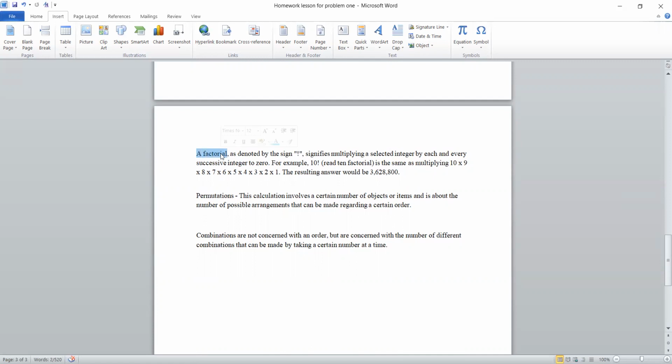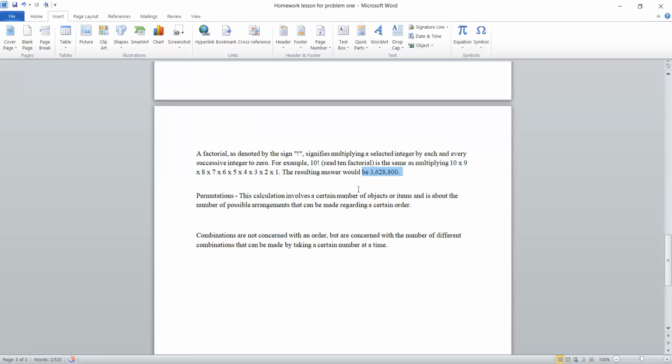Now here's something else you need to know. What is a factorial? We use this sign here, an exclamation point, which means factorial. And remember, this is multiplying a single number by each and every successive integer down to 1. So 10 factorial is the same as 10 times 9 times 8 times 7 times 6 times 5 times 4 times 3 times 2 times 1. And here's the answer. So that's a factorial.